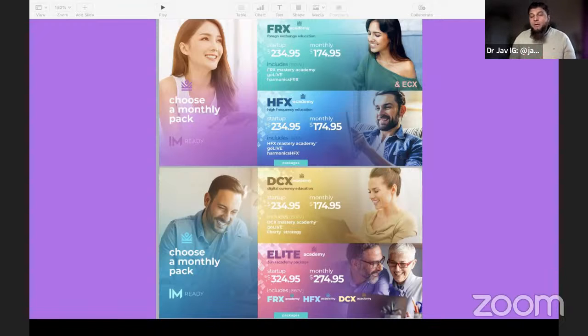The DCX Academy I've talked about already. That's your cryptocurrency academy. And if you want to do all of the above, then the Elite Academy, which is the favored academy, is for you at $325. In UK pounds, that relates to around £250 to learn how to trade the largest and most liquid currency markets in the world.